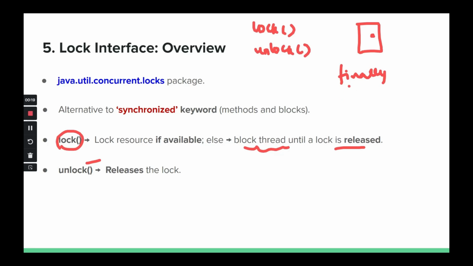You should always try to unlock it in the finally block so that no thread is kept blocking indefinitely. So the important methods are lock and unlock.